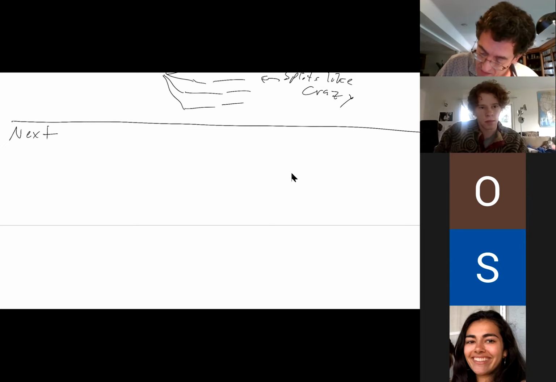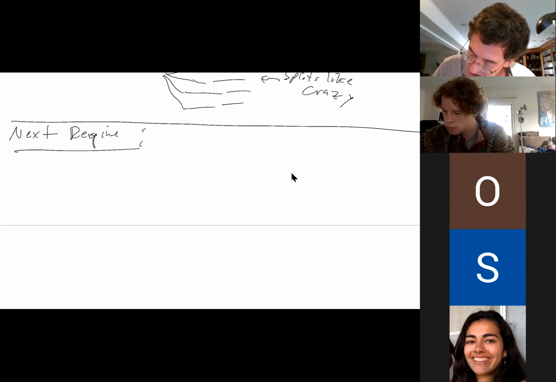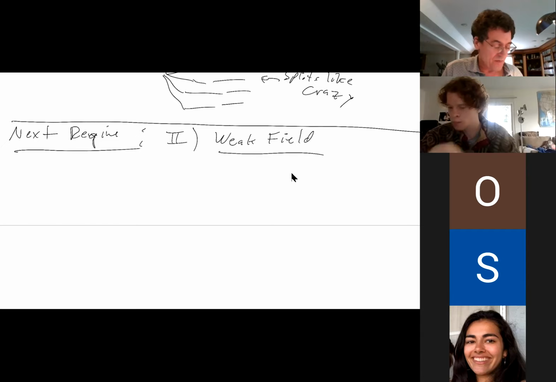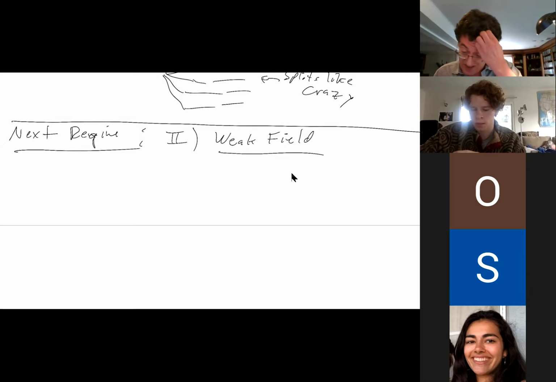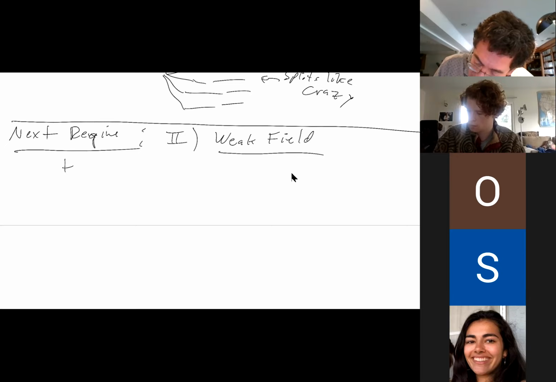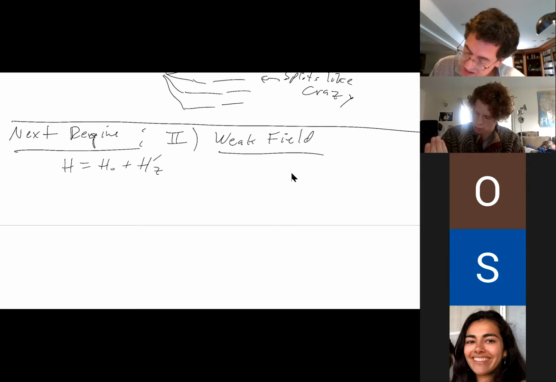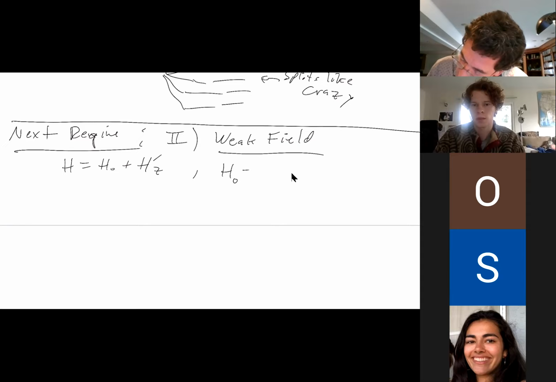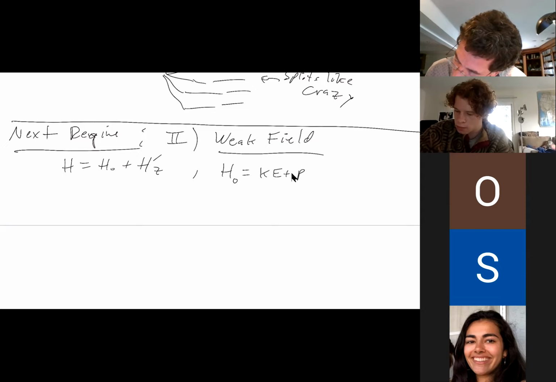The next regime, which is the next easy one, is the weak field regime. For the weak field, we have H equals H naught plus H prime, where H prime is the Zeeman effect. And now H naught is equal to the kinetic energy of the electron plus potential energy plus fine structure. But now H prime is way smaller than the fine structure.